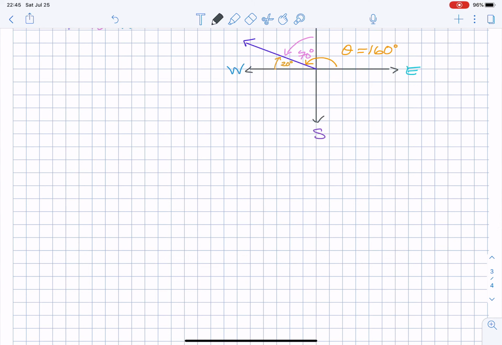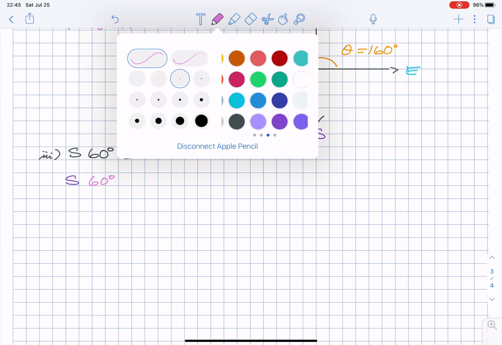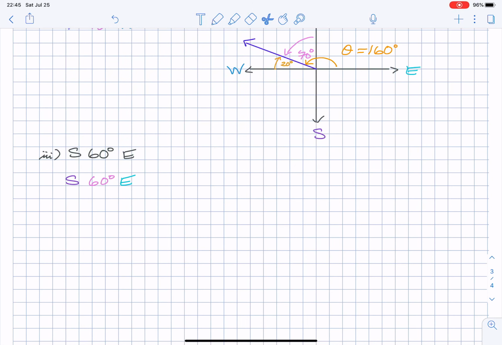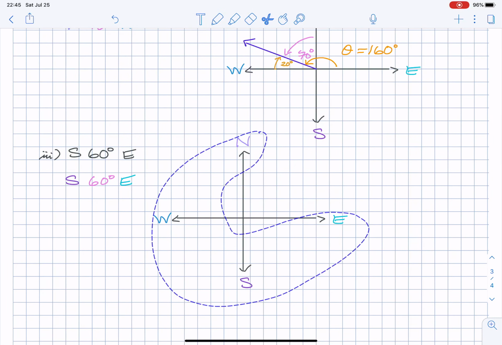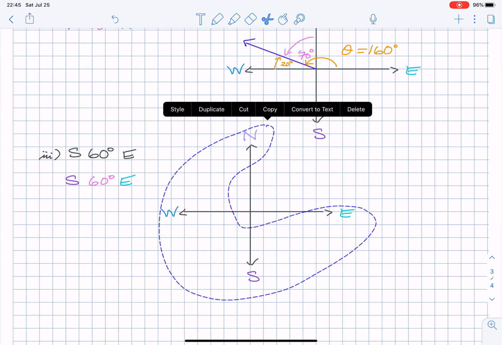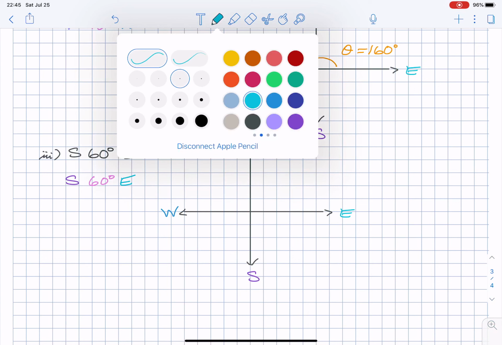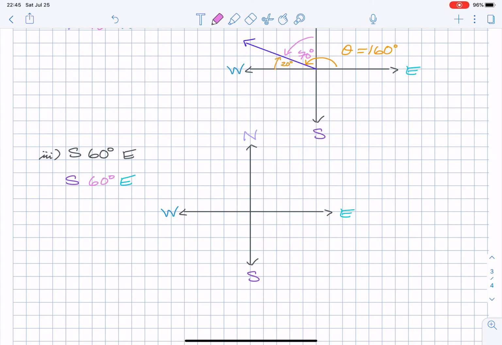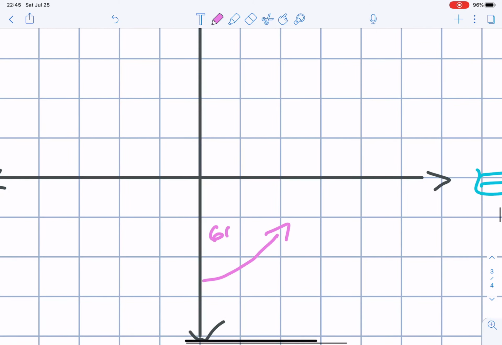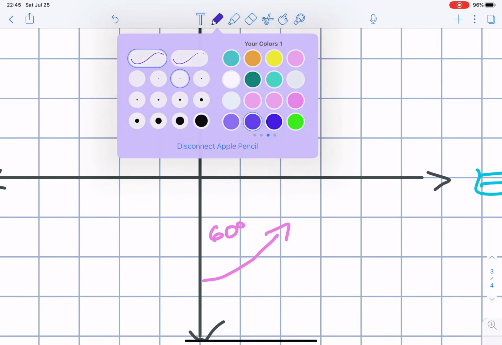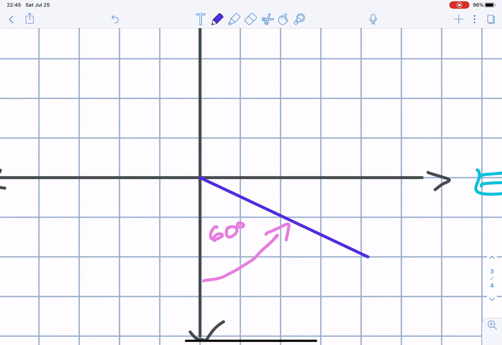Number 3. Let's do south 60 degrees east. Okay, so now we're south. We're going 60 degrees from the south towards the east. Okay, let's put this here. So I'm starting now south down here, and I'm going 60 degrees towards the east. So this is 60 degrees here. So my bearing looks something like so.